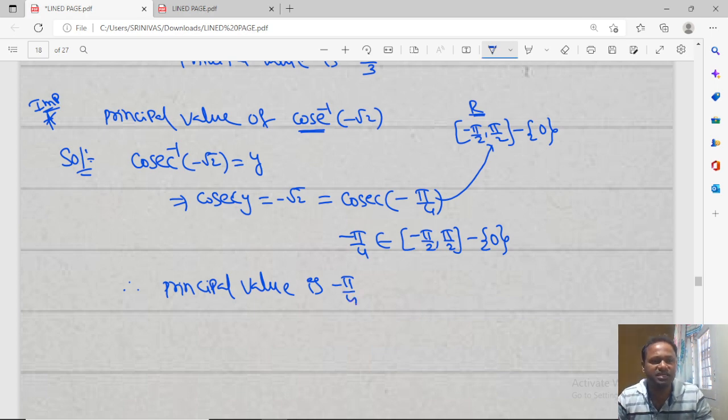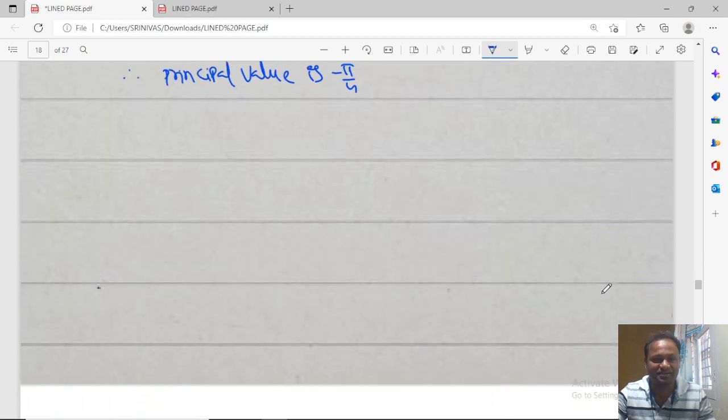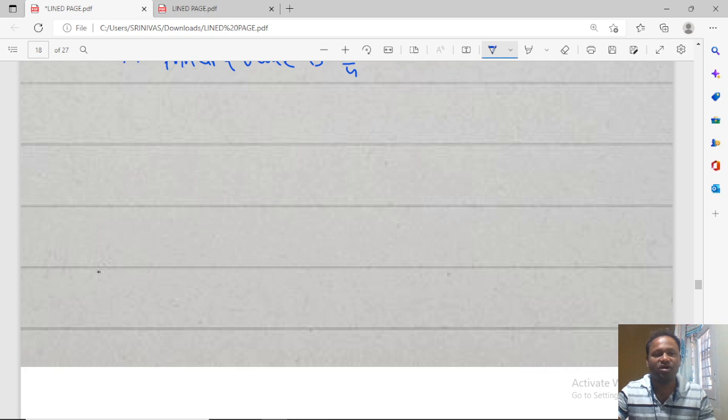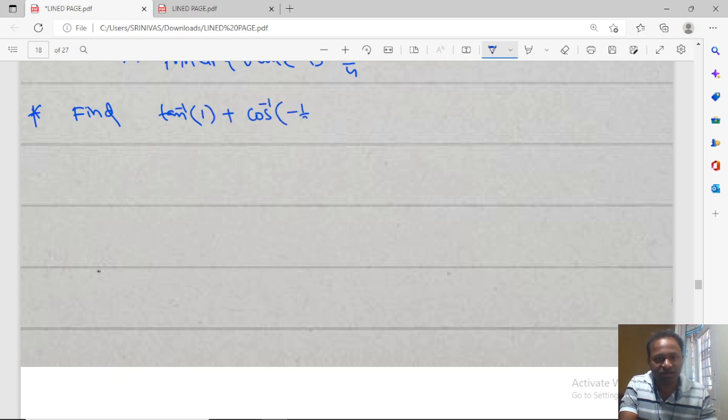Understood? So if you practice these very well, it is enough for the exam, whenever the question is asked as the principal value of an inverse trigonometric function. Now I will move on to one more problem which is important in the NCERT textbook. What is that? Find tan inverse of 1 plus cos inverse of minus 1 by 2 plus sine inverse of minus 1 by 2. This is the question.